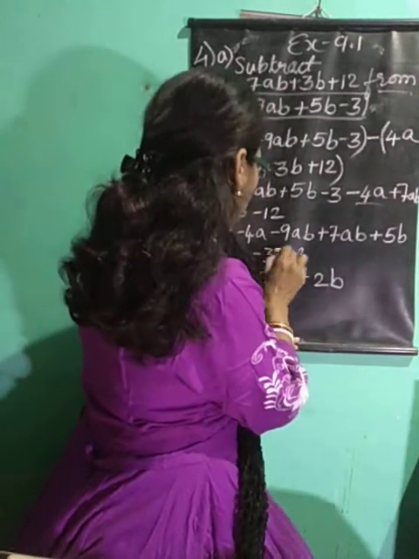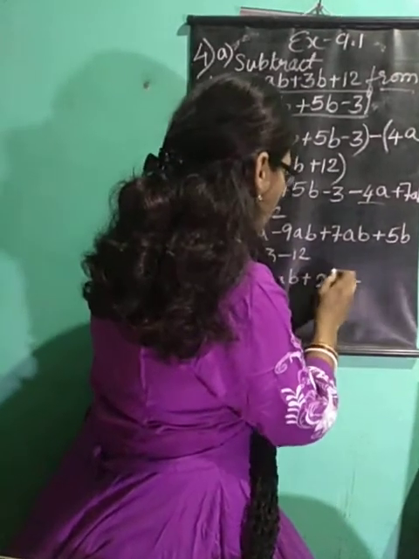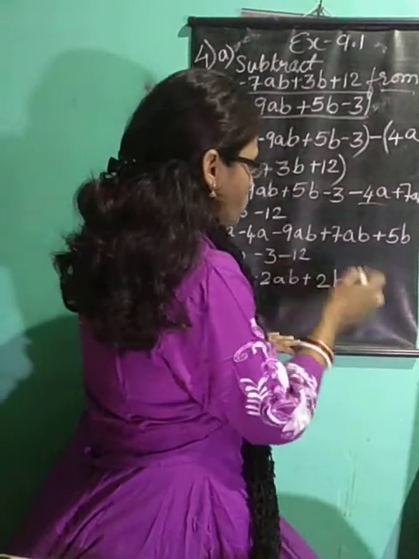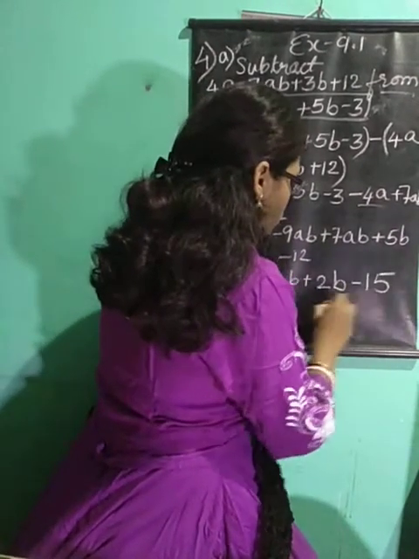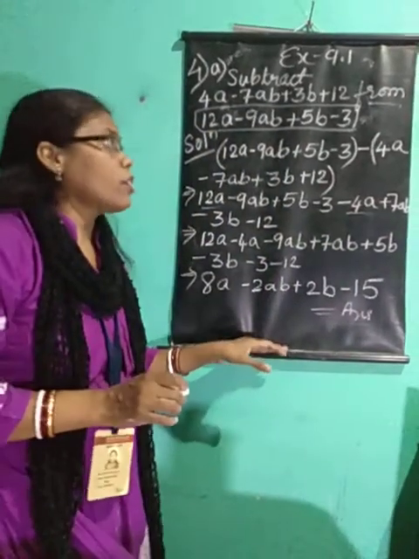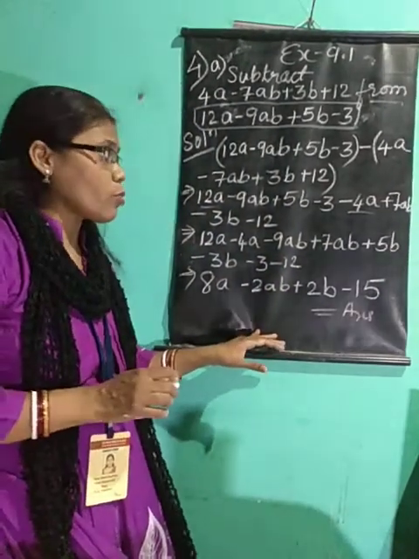Then here minus 3 and minus 12. So both are minus minus, so you will be adding it. 12 plus 3, 15, and the sign will be minus. So this is minus 15. So this is your answer after subtraction. So got it? I hope you have understood how to subtract.